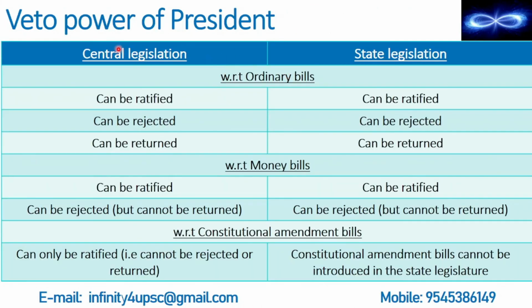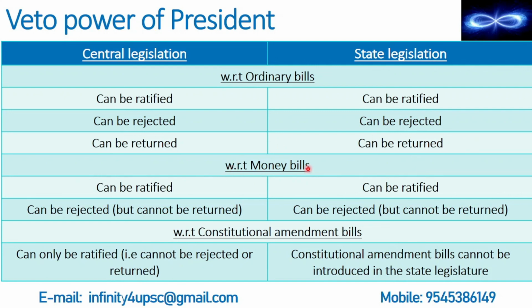Now let us compare the veto powers available to president when it comes to central legislation, that is the parliament, and the state legislature. So as we have discussed earlier, we have got 3 types of bills: ordinary bill, money bill and constitutional amendment bill. When it comes to ordinary bill, he can ratify it, that is he can accept it, he can give his assent, he can reject it and he can return it. Similarly, when a bill is passed by the governor to the president, he can ratify it, he can reject it and he can return it. He can ask the governor to return the bill to the state legislature.